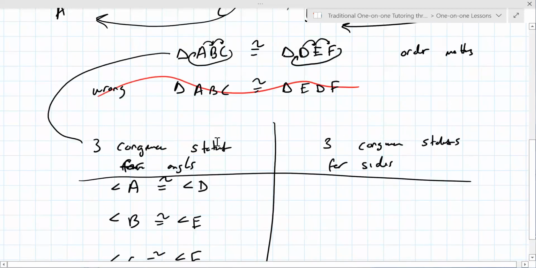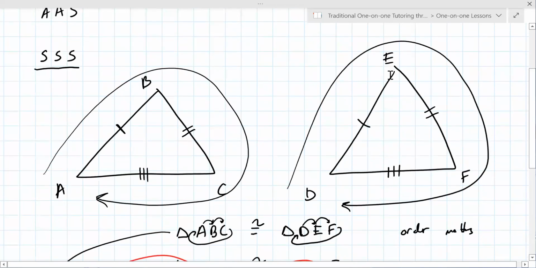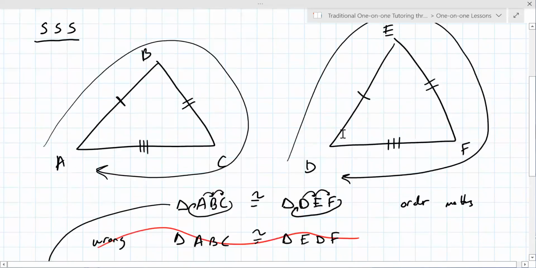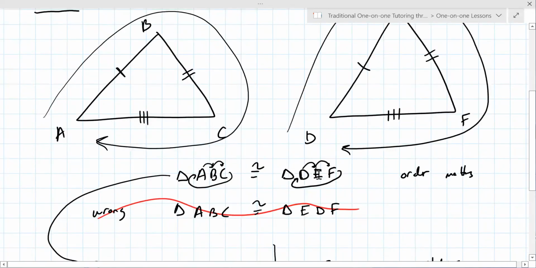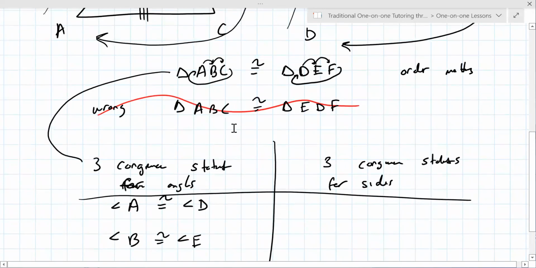Okay, so the sides, so check this out. A to B corresponds to D to E. Look at where those letters are. See how A and B are paired together and D and E are paired together? So your congruent statement comes from this triangle. So it's AB is congruent to DE. Notice they're paired right next to each other.